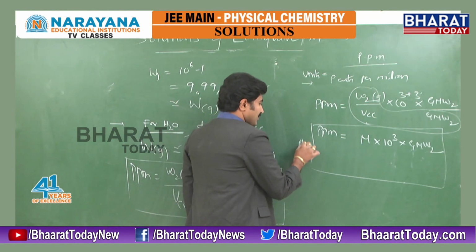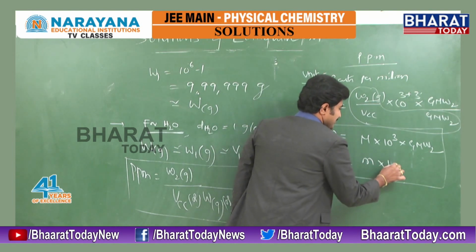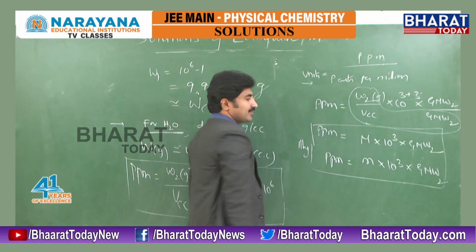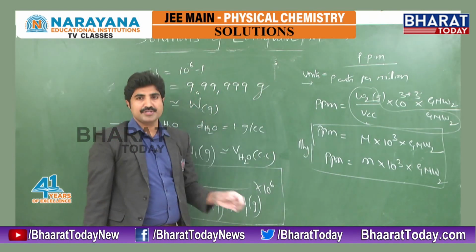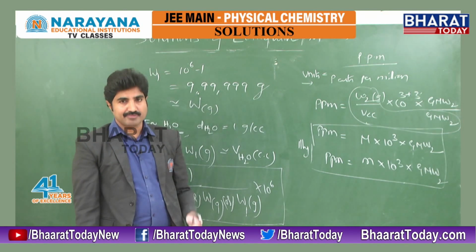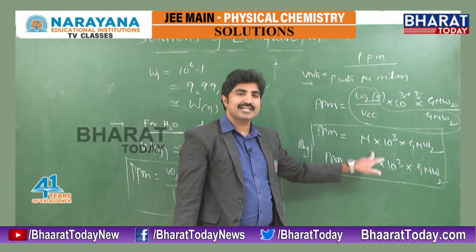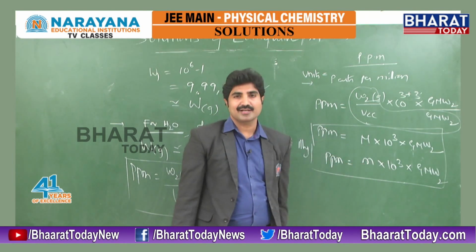In a similar manner, the ppm and molality expression is also the same. This is molality into 10 cube into gram molecular weight of the solute, because already I mentioned ppm is used to express very low concentration. For very low concentration, molality is approximately the same as molarity, and the ppm relation is like that.